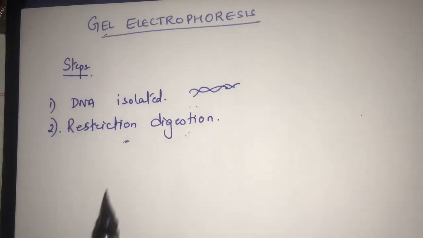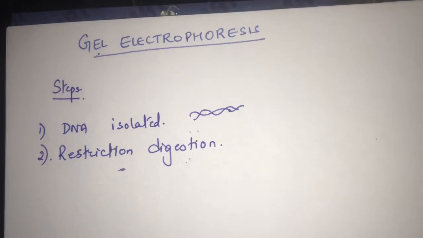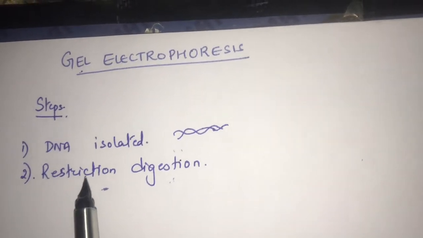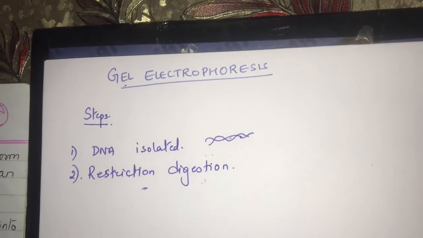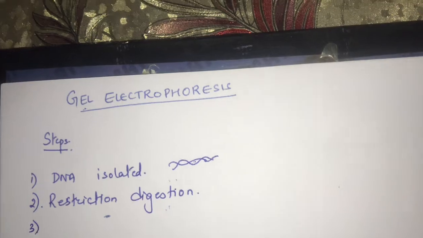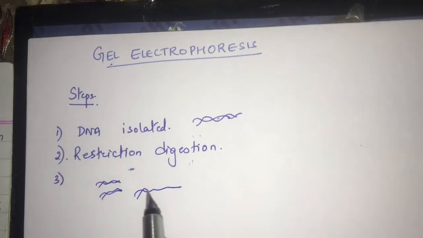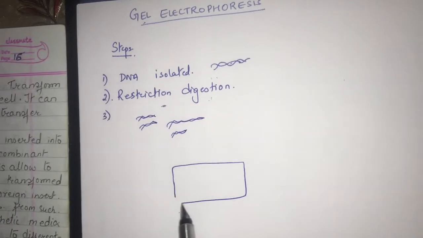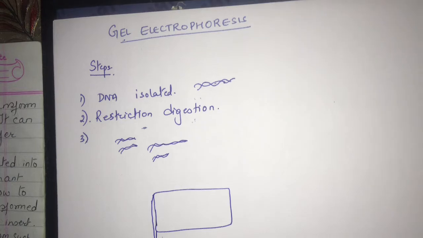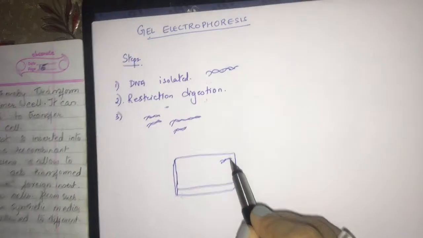For the same reason, the enzyme which is called restriction endonuclease, you already know, is exposed to this DNA so that it can be made into different fragments. Now after the fragments are made, they are different sized fragments of DNA. Some are small, some are long. So this is loaded in a loading well.